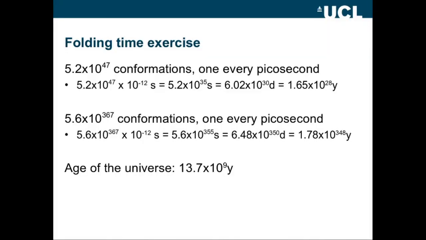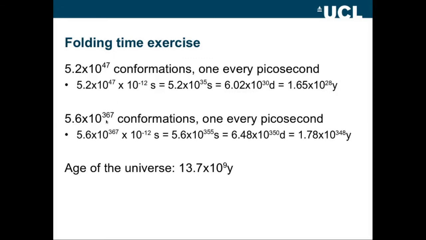Okay, so you should have done these calculations. If we're looking at 5.2 times 10 to the 47 conformations, visiting one of them every picosecond, then the time taken would be 5.2 times 10 to the 47 multiplied by 10 to the minus 12 seconds, which equals 5.2 times 10 to the 35 seconds, which we can calculate to be about 6 times 10 to the 30 days, or 1.65 times 10 to the 28 years.